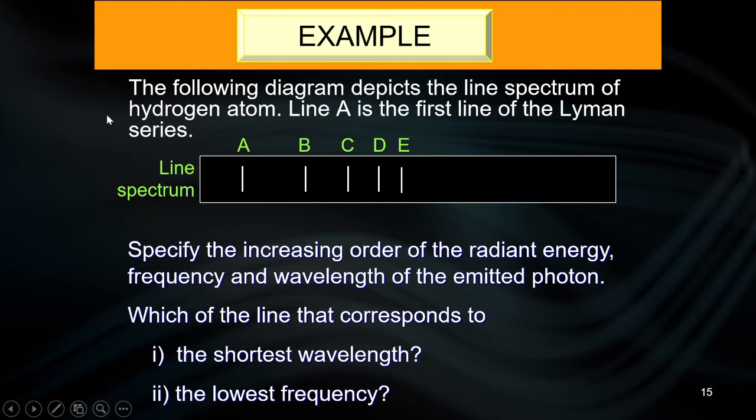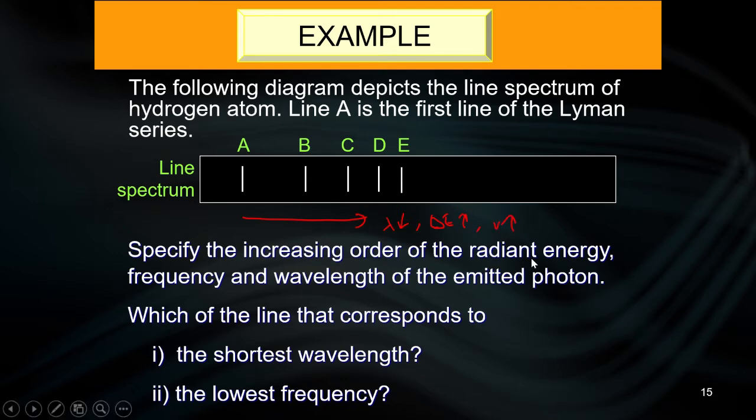So let's do this question. The following diagram depicts the line spectrum of hydrogen atom. Line A is the first line of the Lyman series. So you can see the wavelength decreases. Okay, the space between the lines decreases. So we say that the wavelength decreases. So that means delta E increases and frequency increases.